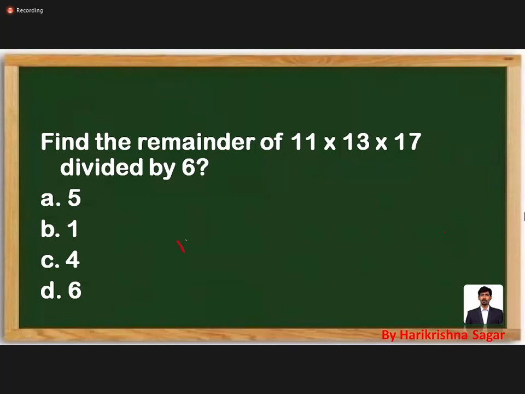So very simple. We can directly solve the question. 11 into 13 into 17 is divided by 6. So 11 by 6 gives a remainder of 5. 13 by 6 is going to be 1. 17 by 6 is going to be 5. 1 into 5 into 1 gives a result of 25 divided by 6. So again 6 fours are 24, we are left with a remainder of 1. Mark it as option B.